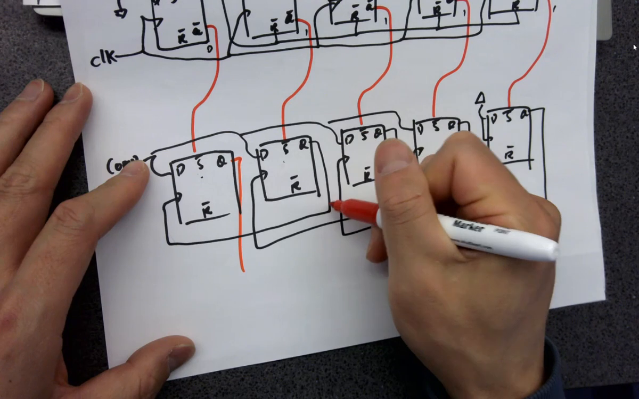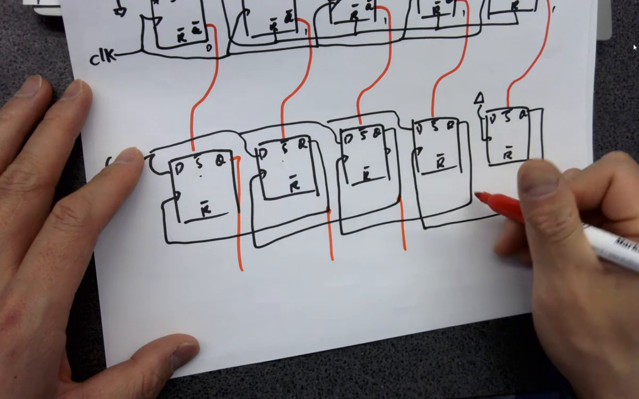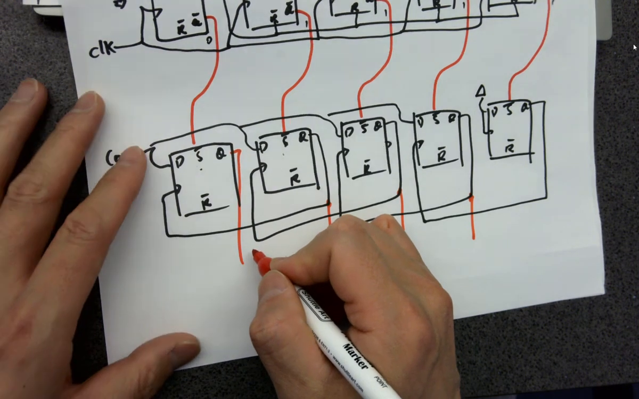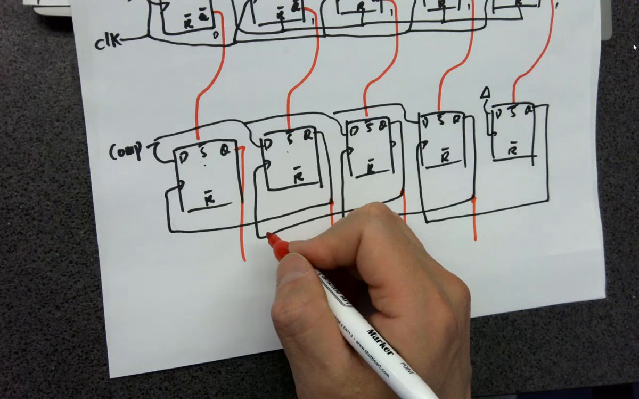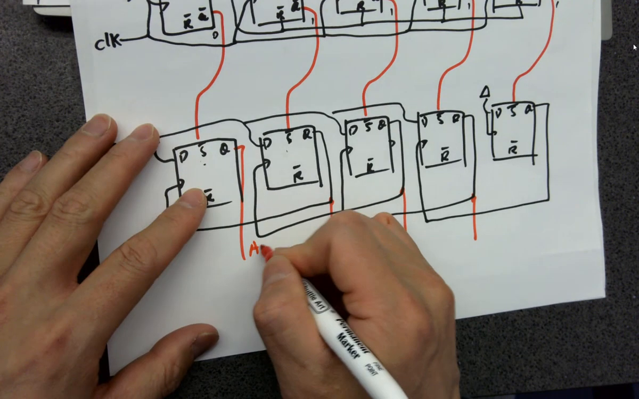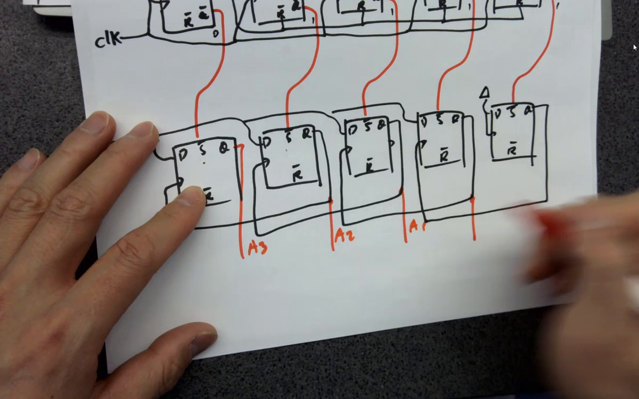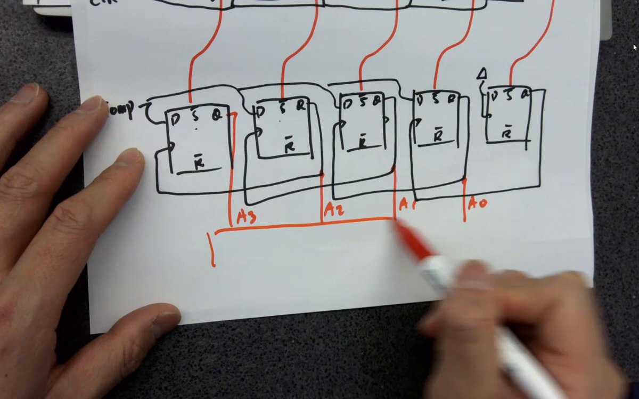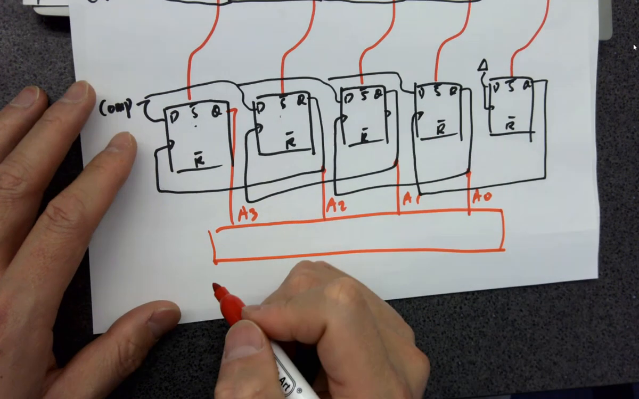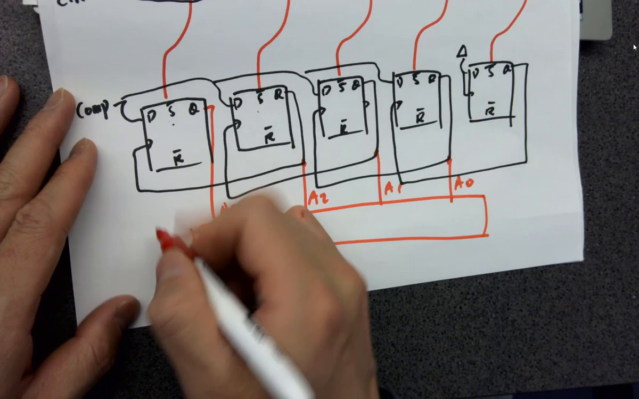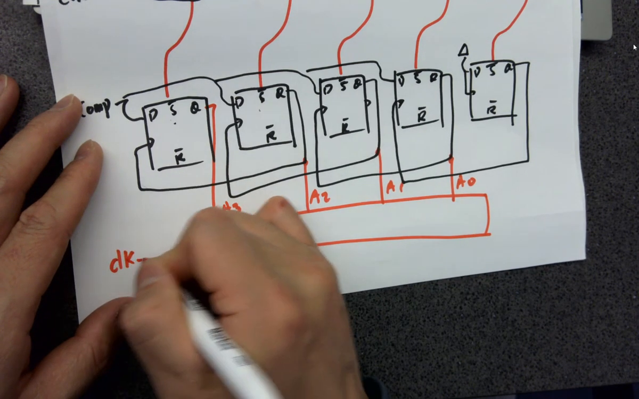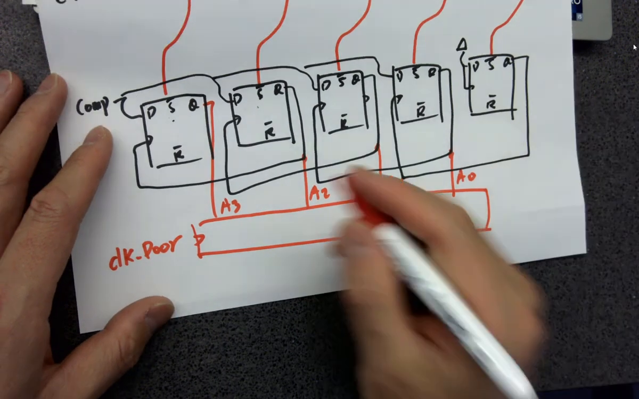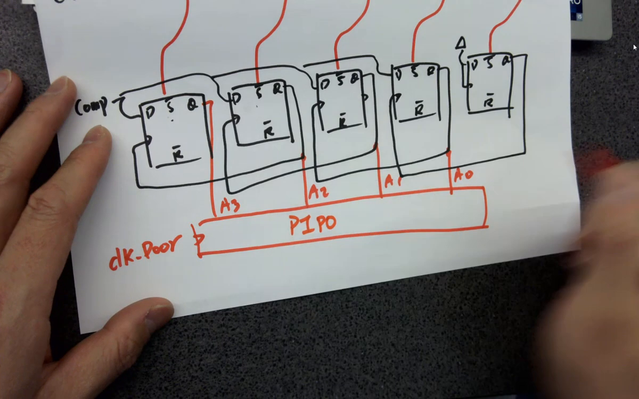Here, these are the data outputs. 4 bits. So these are the comparative output, okay? Remember, A3, A2, A1, A0, these are the comparative output. And after this, you need another 4-bit D flip-flop with a clock. I call it the clock door. It's like a door, right? We can kick out all the output. So it's parallel in, parallel out.